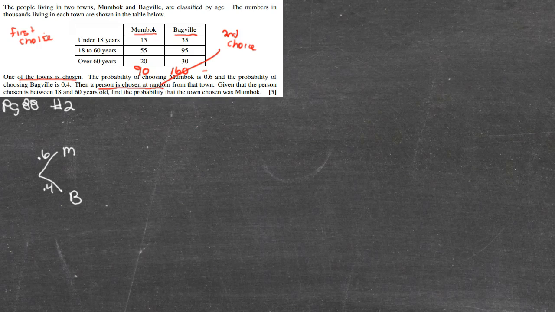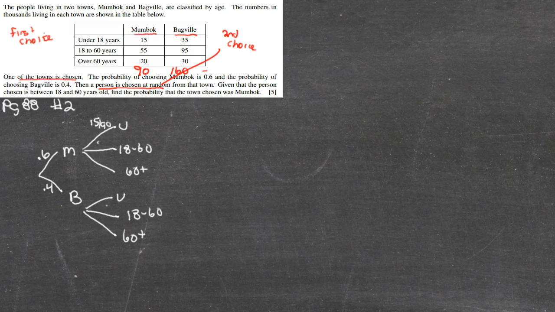Anyway, let's go back. We've got 0.6 and 0.4. So now we've got three different choices after that. If I get picked from Mumbuk, there could be a person under 18, or 18 to 60, or over 60 years old. And then the same thing for the other town, Bagville. All right, so I can figure out the probabilities for these because I know that there's 15 out of 90, 55 out of 90, and 20 out of 90. And then for Bagville, I know there's 35 out of 160, 95 out of 160, and 30 out of 160.